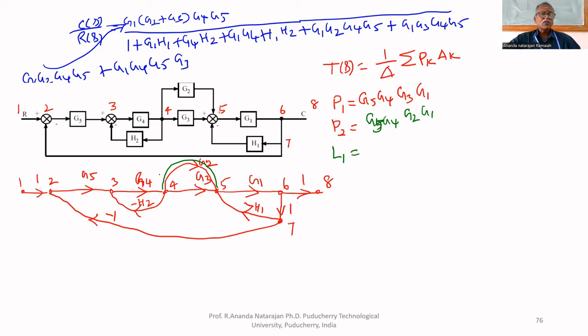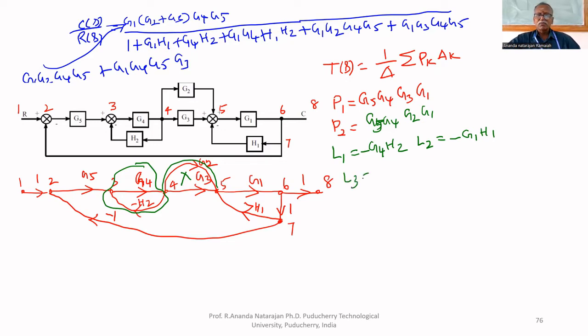L1, the first loop, is this: minus G4, H2. Another loop, L2. This is not a loop, this is not a loop, because the direction is not in favor of travel. But this is a loop: 5, 6, 7, 5 is a loop. That is minus G1, H1. Another loop, one more loop: 2, 3, 4, 5, 6, 7, 2. That is one more loop.